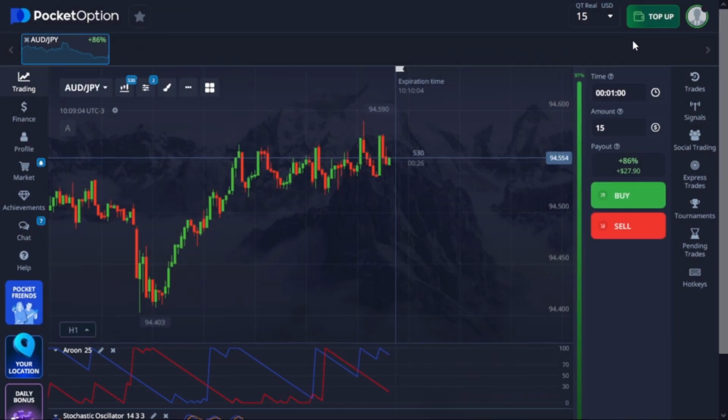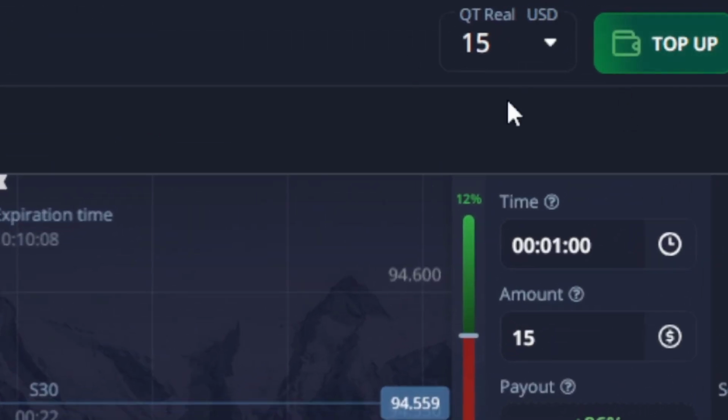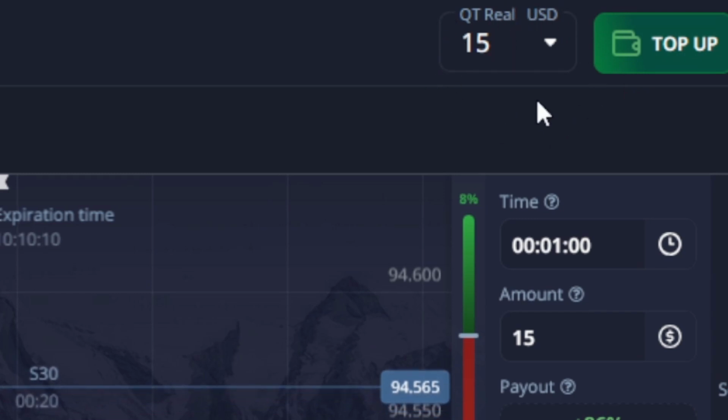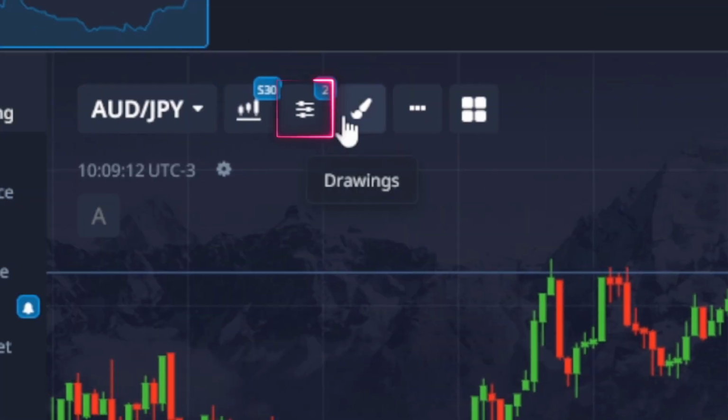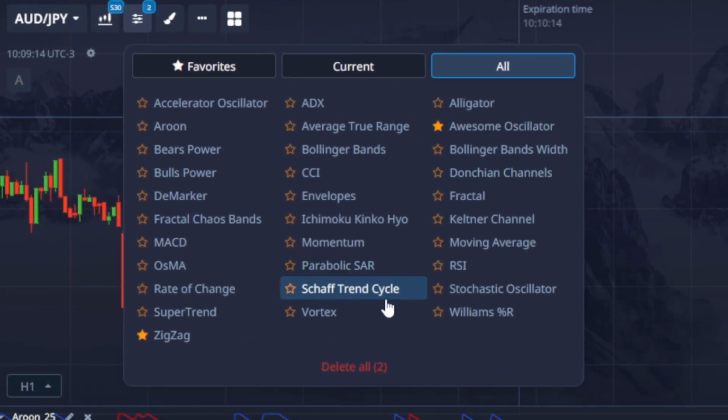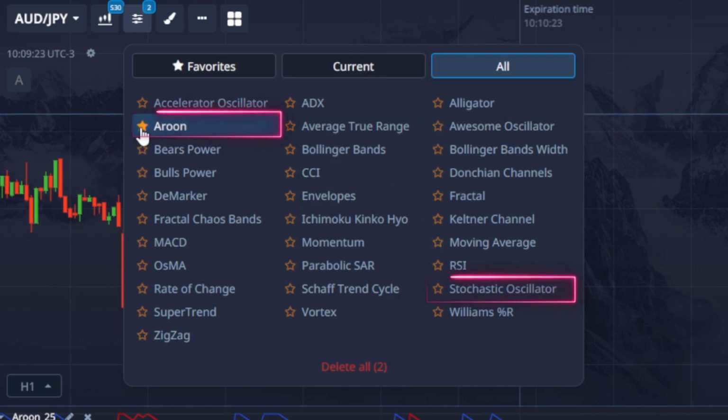In this case, the pocket screen is not showing completely, so we're going to use the amount of $15 and two indicators, okay? For that, we're going to use that. Let's delete this, all right? And today we're going to use only Aroon and the Stochastic oscillator, okay?